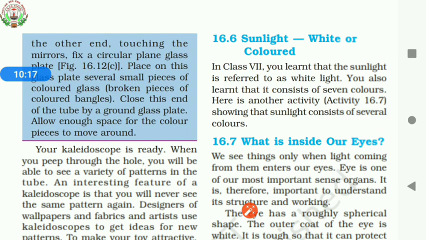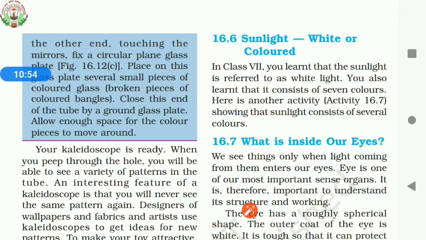Our next topic is sunlight, white or colored. In the previous class, you learned that sunlight is referred to as white light. But it is not actually white colored. It consists of 7 different colors, and it is known as VIBGYOR. What are the different colors present in the white light?